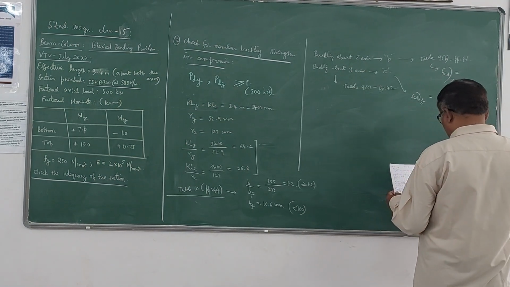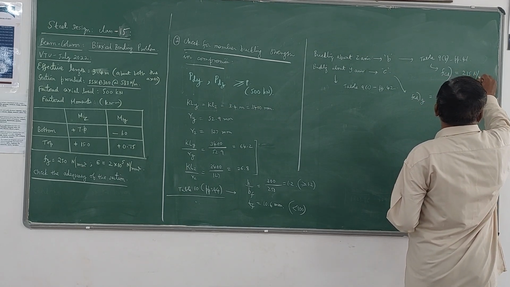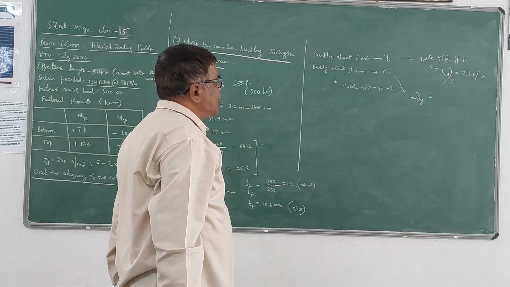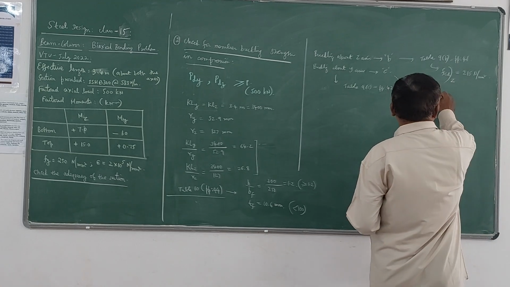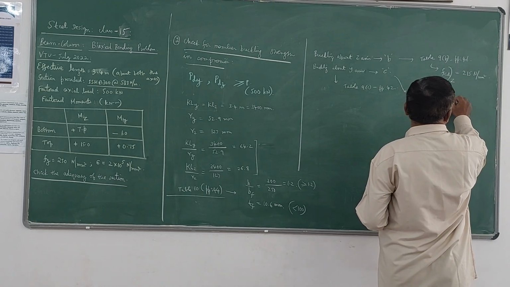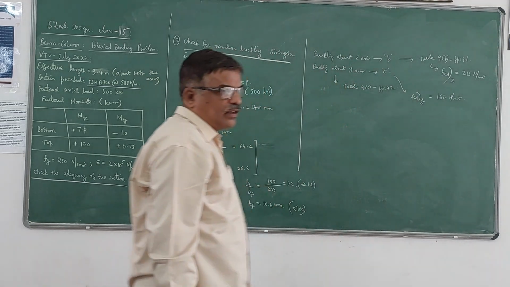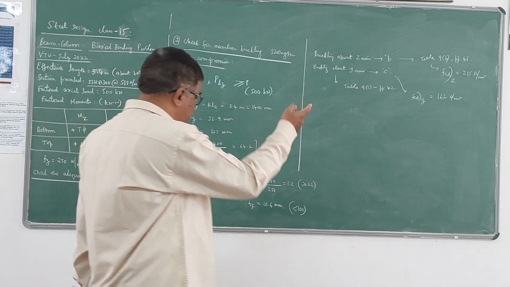You are going to get FCD as 215. Approximately it is 215 Newton per mm square. That is about the z-axis. Then about the y-axis, for the second case you will get 162. So all this you can check. 162. So these are the design bending compressive stress values.